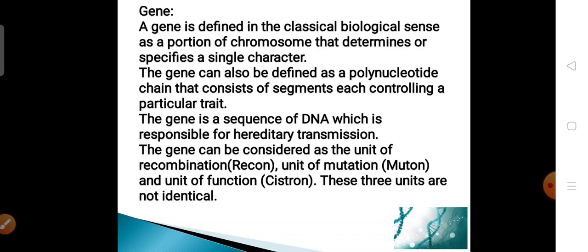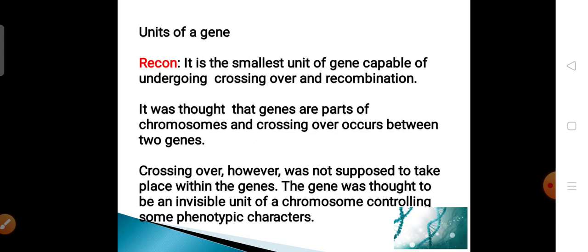So let us discuss the units of the gene. Now, what are the various units of gene? Number one, recon. Recon is the smallest unit of gene capable of undergoing crossing over and recombination. Crossing over can occur, that means a gene segment from one chromosome can be passed to another. That is called crossing over. Exchange of genes may take place, and that leads to recombination.